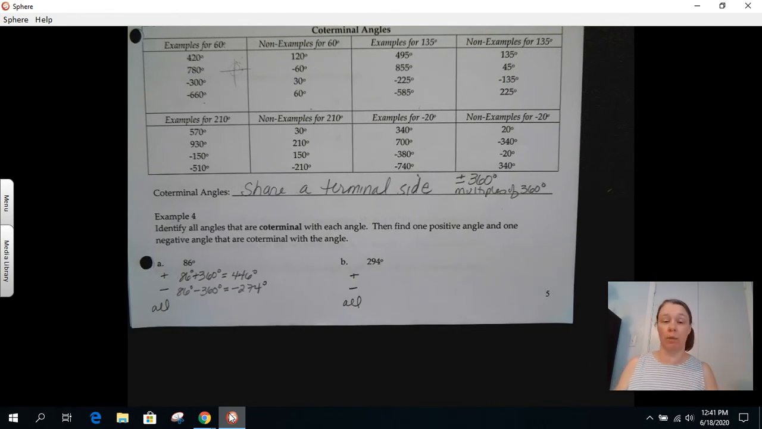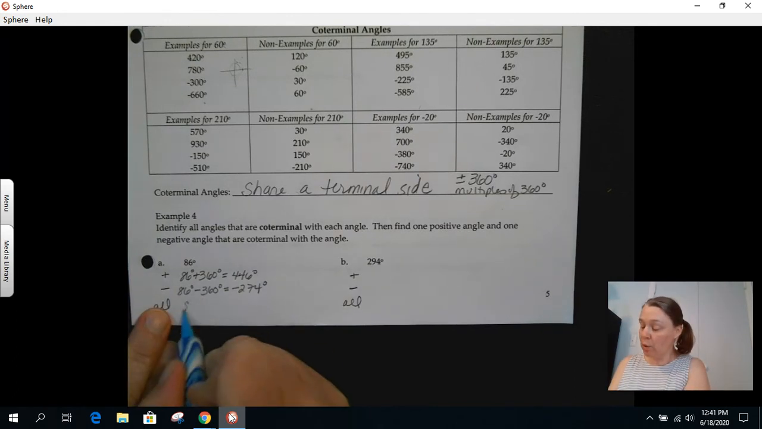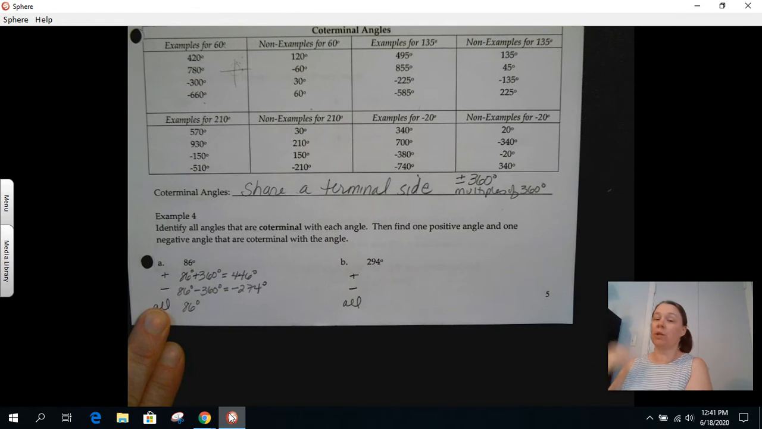I could keep subtracting multiples of 360. So there are really infinitely many coterminal angles. So when it says, what are all possible coterminal angles? Well, we want a way to say 86 plus all the possible multiples of 360.